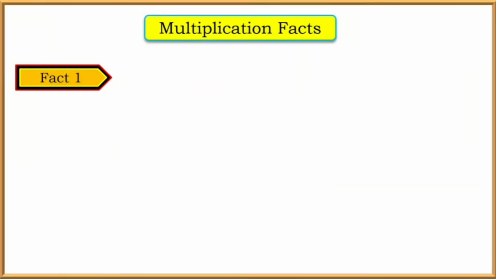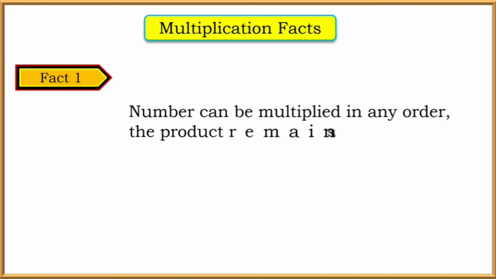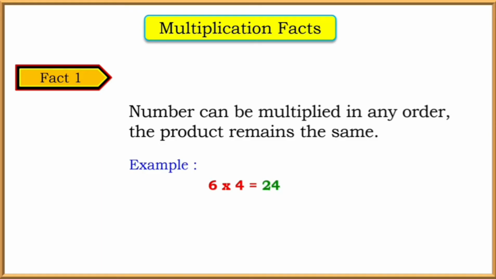Fact number 1. Numbers can be multiplied in any order. The product remains the same. For example, let us take any two numbers like 6 and 4. If we multiply 6 by 4, we get 24. And if we multiply 4 by 6, then also we get the product 24. So, this is the multiplication fact 1, which says that numbers can be multiplied in any order, their product remains the same.